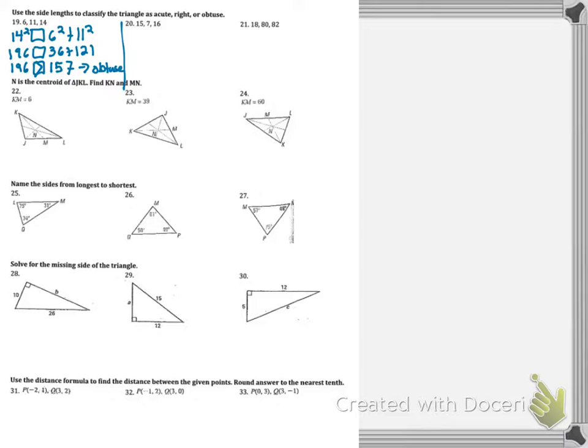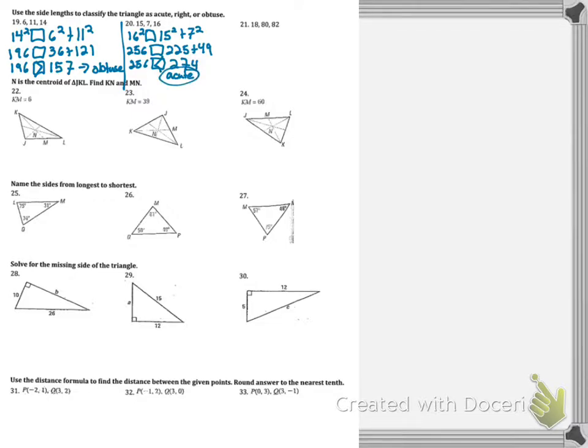Here, our biggest side is 16, so our c squared is going to be 16 squared, box, our two smaller sides added together and squared. So 16 squared is 256, box, 225 plus 49. Here we have 256, box. We're going to add those together, and we're going to get 274. We see that a squared plus b squared is greater than c squared. So our c squared is smaller, so we know it's acute.